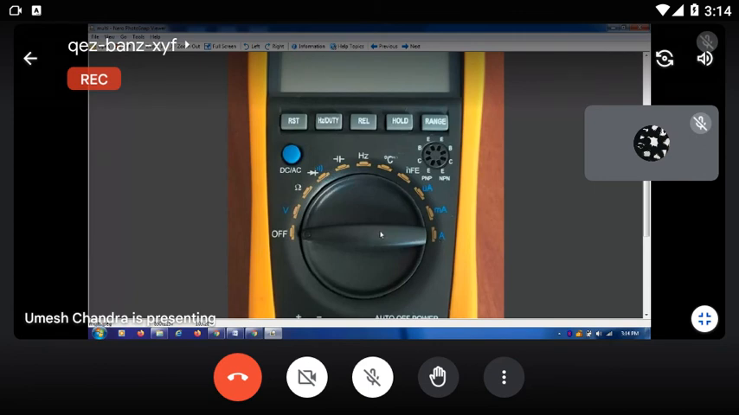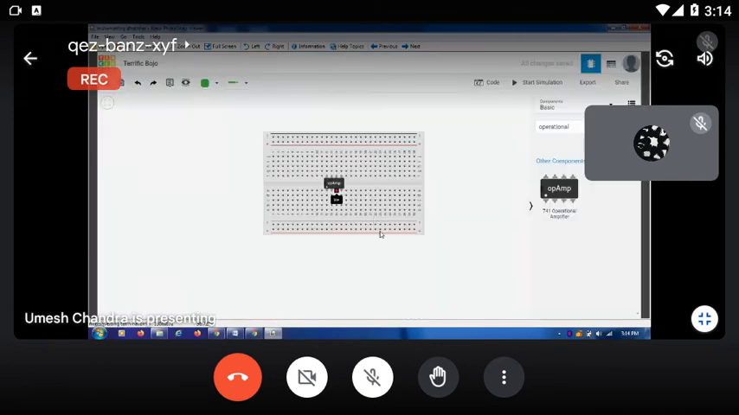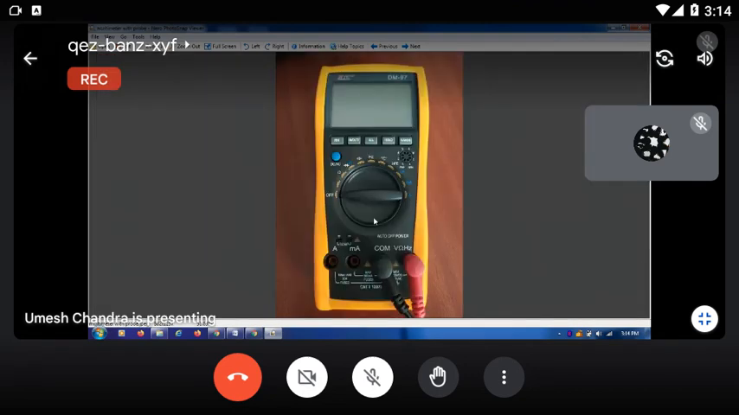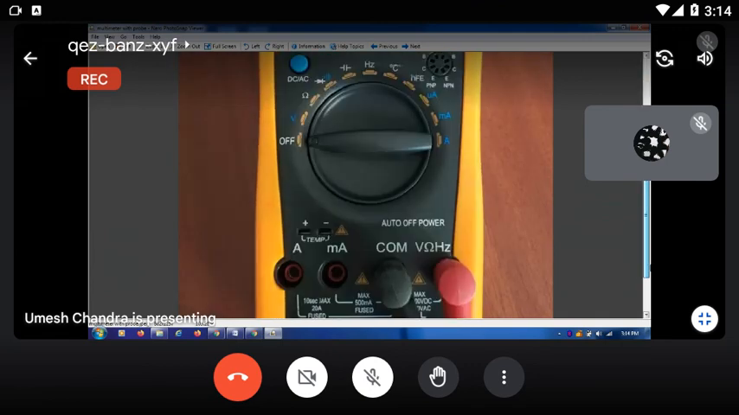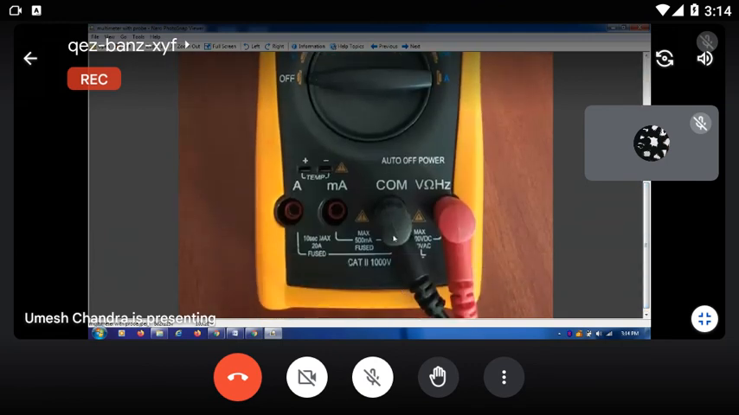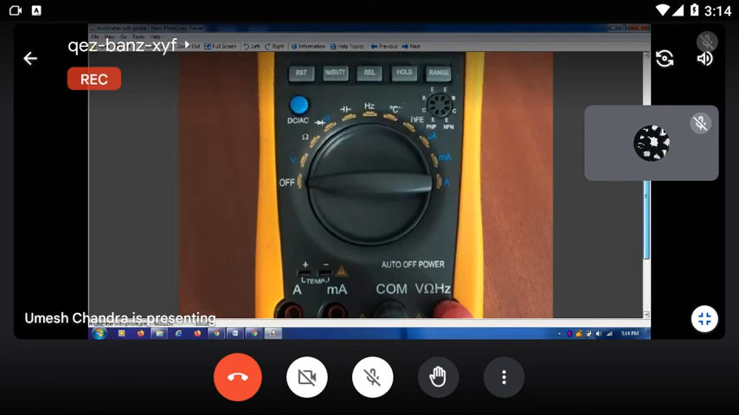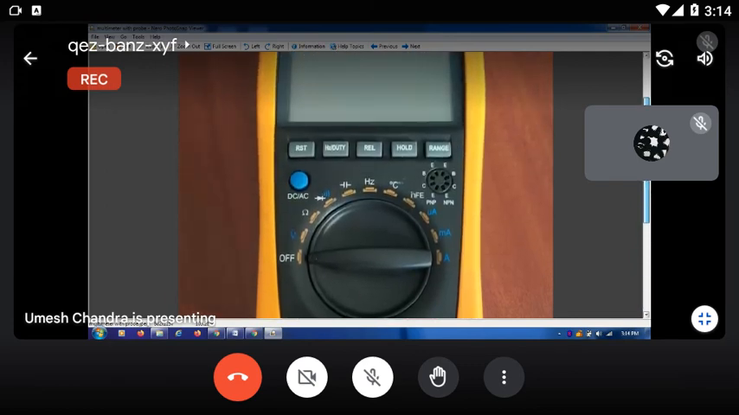When you measure the AC voltage or DC voltage, what will you do? The black probe is connected with the common point and the red probe is connected with the voltage point. Then you measure the voltage here. Then with the rotary switch, you vary the rotary switch and select the voltage range, then you measure the DC voltage.